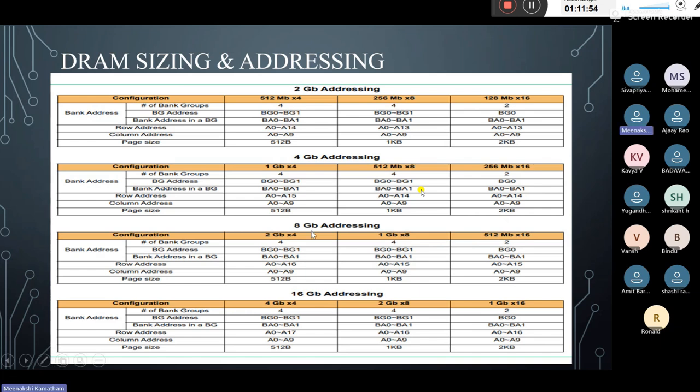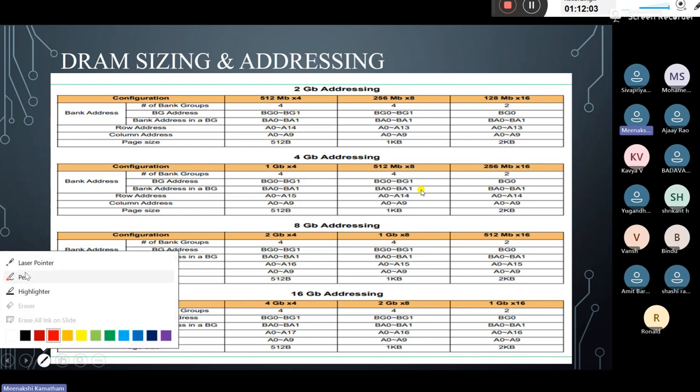DRAM comes in different sizes, either 2 GB, 4 GB, 8 GB, or 16 GB. But our DQ is 64 bits wide. Remember this one.